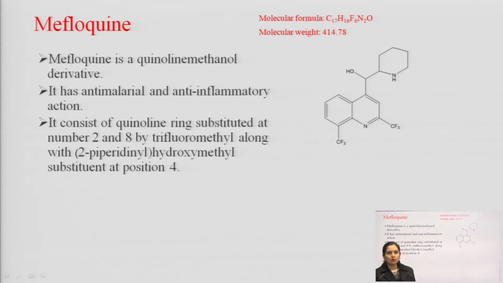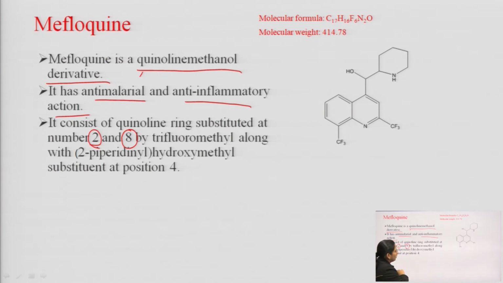The next drug is mefloquine. Mefloquine is a quinoline methanol derivative. It has antimalarial and anti-inflammatory action, and if we look at the substitution, there is a substitution at position 2 and position 8. At position 2, we see a substitution of trifluoromethyl, along with position 8.